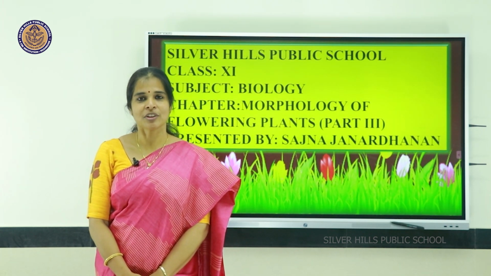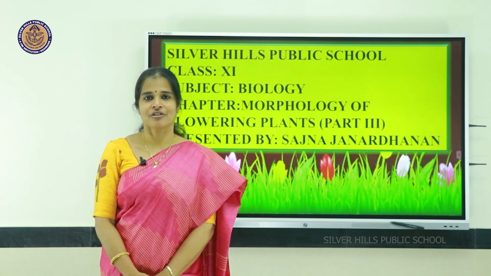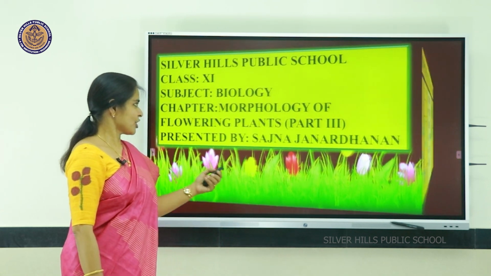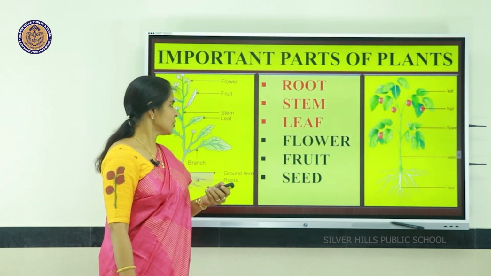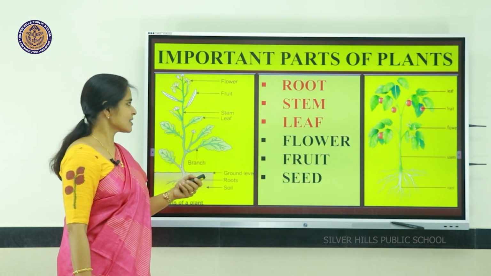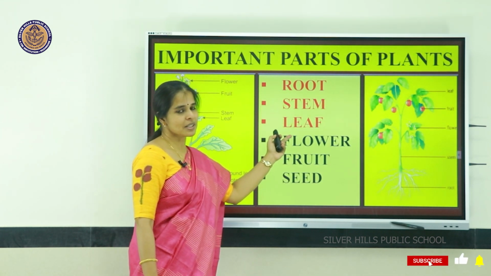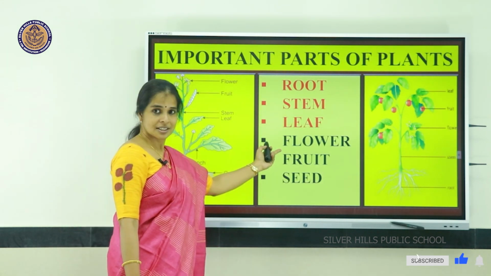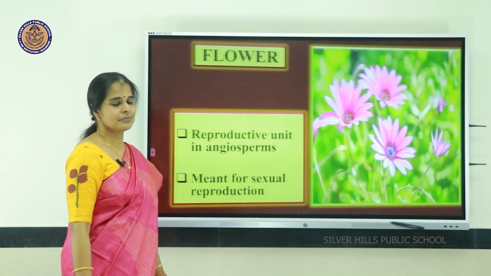Welcome back to a new video session of chapter Morphology of Flowering Plants of class 11. In the previous video, we have discussed some of the important parts of the plants such as root, stem and leaf, which was completed in the previous session. Now, let us start this session with a new topic, that is the flower.